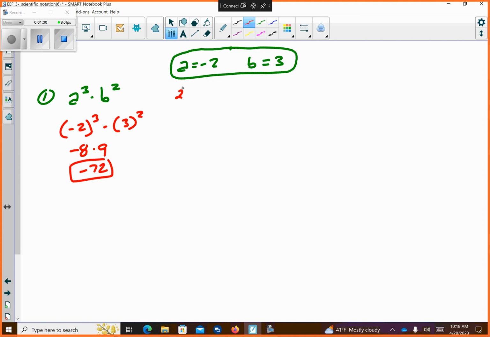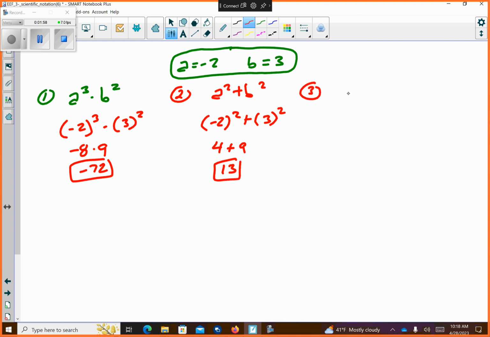Okay. Problem number 2. Stop me if you need me to. So my A value is -2 squared, my B value is 3. What is -2 squared? -2 times -2 is 4. Positive, because it is in parentheses, okay? And so this answer comes out to be 13.